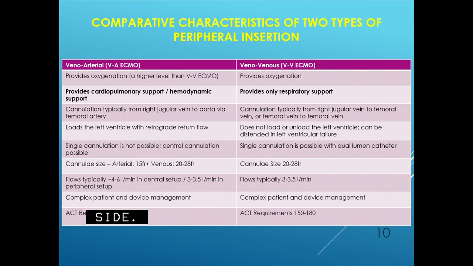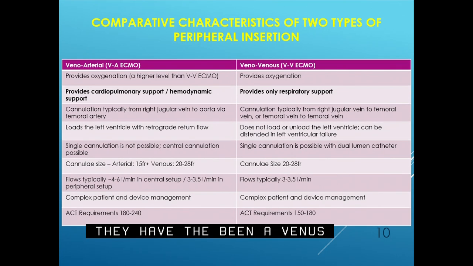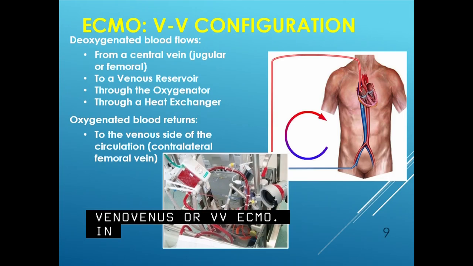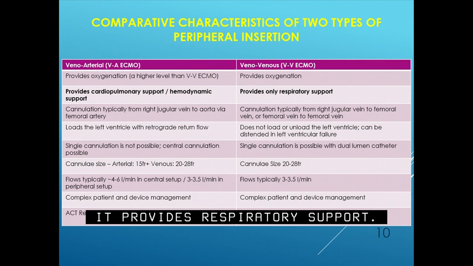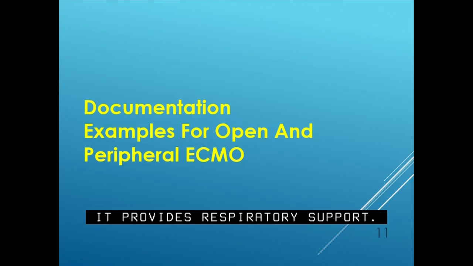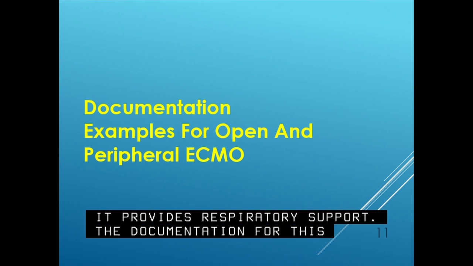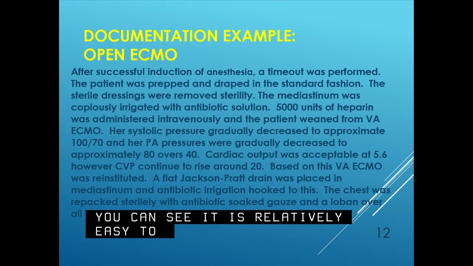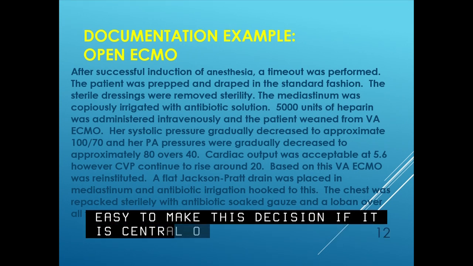Now this table, I won't go through, but it really focuses on the differences between the veno-arterial or VA ECMO versus the veno-venous or VV ECMO. Again, the major considerations are whether it provides cardiopulmonary support plus hemodynamic support in the case of VA ECMO, or whether it just provides respiratory support in the case of VV ECMO. Now, in terms of documentation for this, which I know is a big issue, I'm going to show you two very complicated cases that you can't possibly read on the slides, but hopefully since you have the handouts, you can see that it's actually relatively easy to make the distinction as to whether it's central or peripheral. This first example is of an open ECMO, and if you read through it very quickly, you quickly see that there's a reopening.